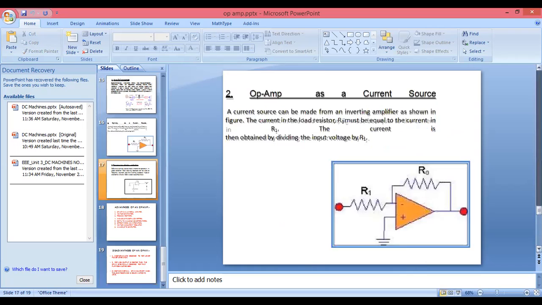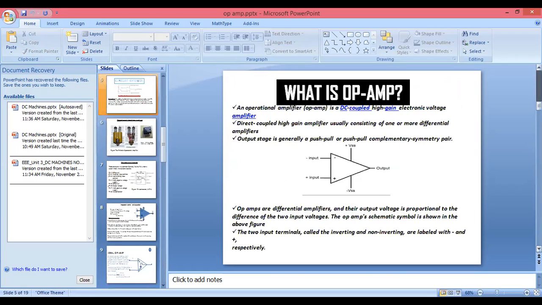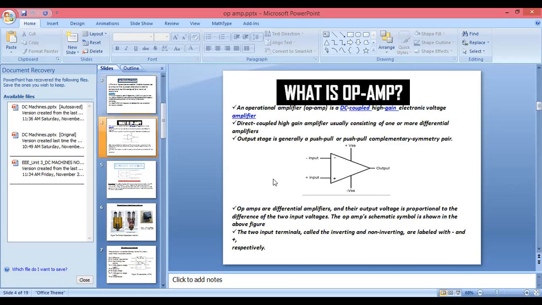Here we have seen about the op-amp. We can say op-amp is used to amplify the value of a voltage signal. Op-amp was discovered in 1947 by John Ragazzini. Again in 1960, Robert J. Widlar at Fairchild Semiconductor fabricated op-amp with the help of IC fabrication. And in 1968, he introduced the op-amp that can be used in industrial applications.